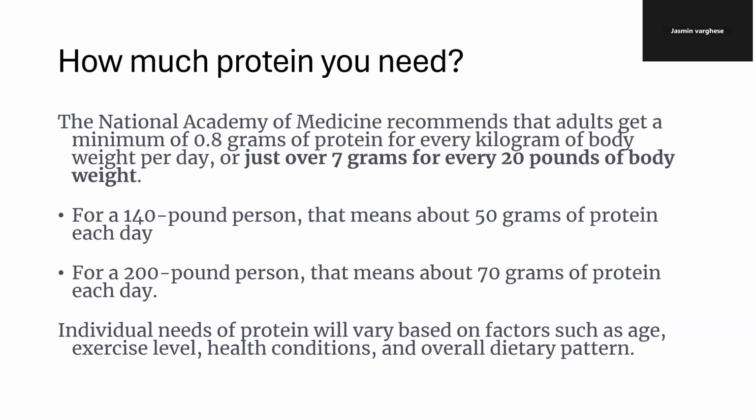For example, for a 140-pound person, that means about 50 grams of protein each day. That's a huge amount. Most people are not consuming that much protein. For a 200-pound person, it's around 70 grams of protein each day. Individual protein needs will vary based on age, exercise level, health condition, and overall dietary pattern.